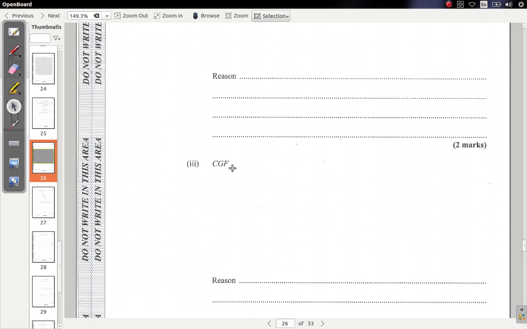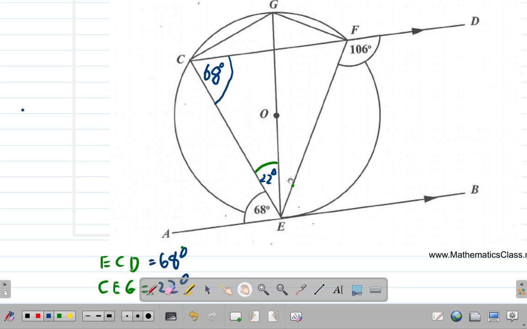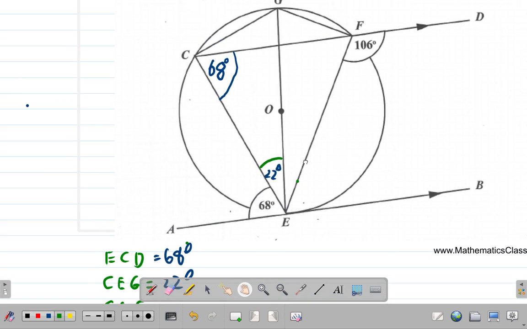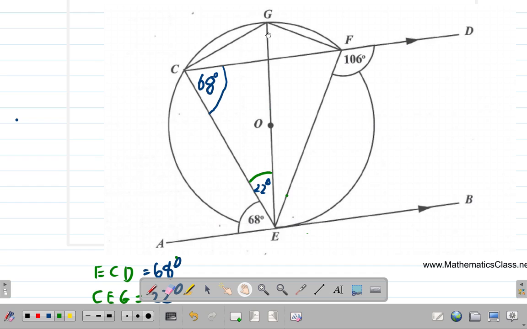Next it says CGF. Write that down. I want to see what CGF will be. The angle up here, this angle, I want CGF. How can you figure out CGF? What do you think CGF would be?